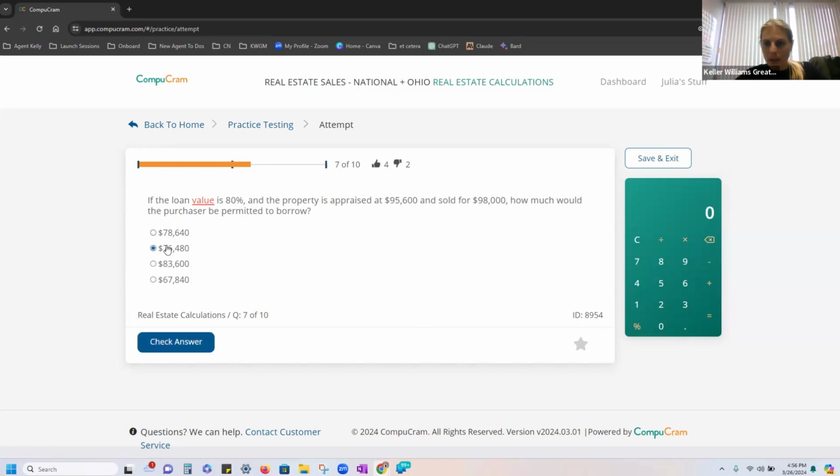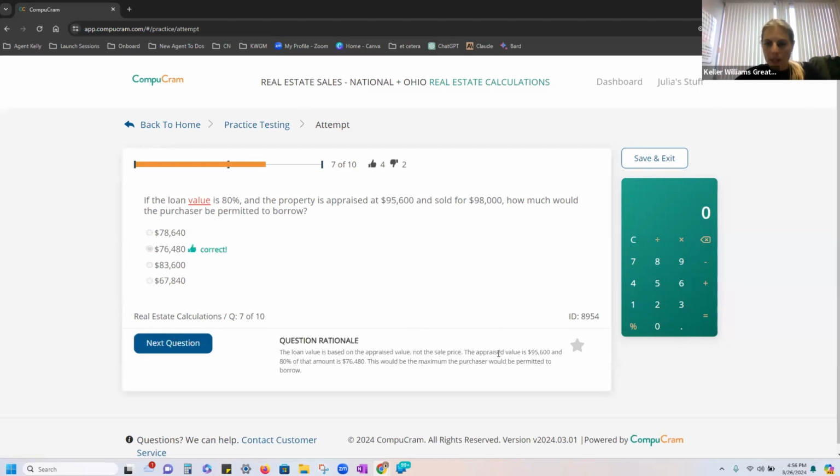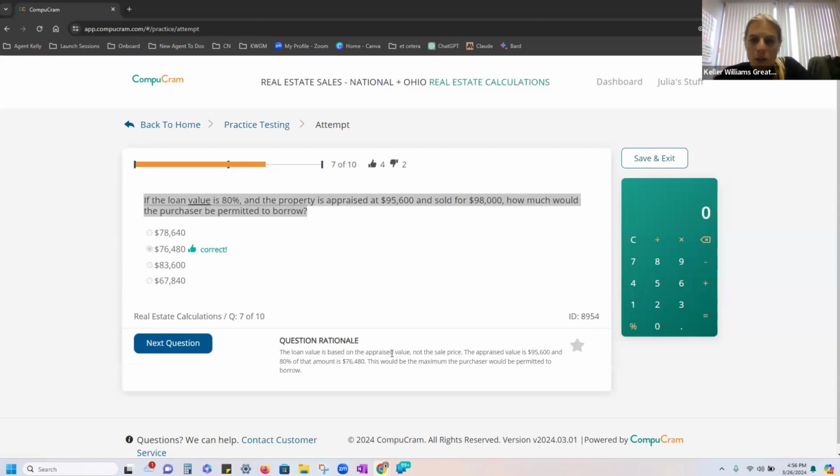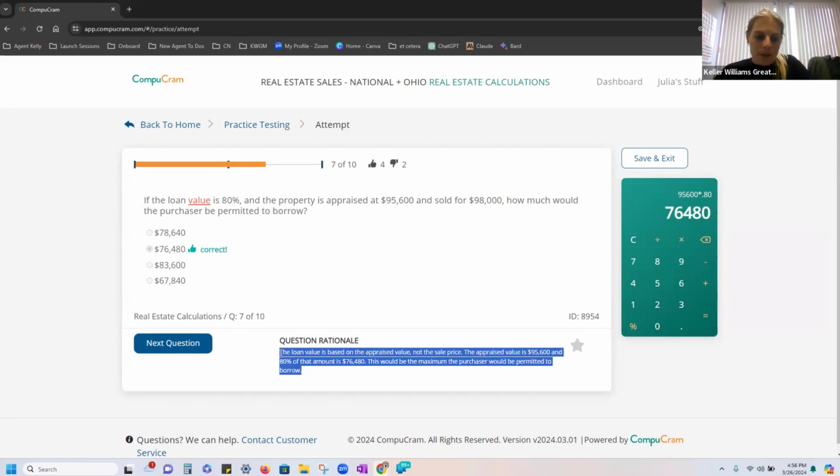All right, we have B. And B is correct. So the loan value is based on the appraised value. So that is key. Loan value is based on the appraised value. That's why they try to be tricky here. Not the sale price. So what we want to do is $95,600 times that 80%, which is 0.80, and you get $67,480. Right. Good job. Next question.